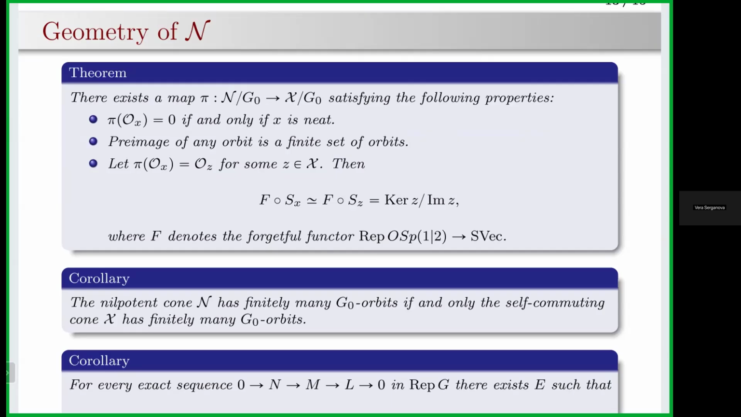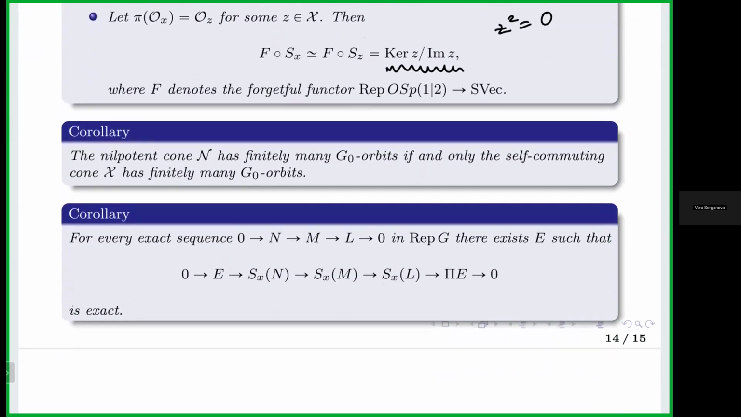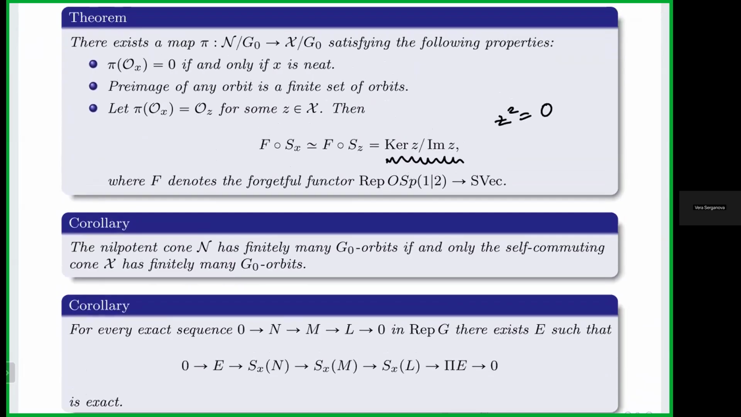What is more important, if we would like to compute this functor Sx, this functor can be described only in terms of the image under this map. So essentially, you take an arbitrary orbit and you reduce it to the self-commuting orbit. The self-commuting orbit is z squared equals 0, and this is just the homology of g. In particular, there are two consequences of this theorem. The first consequence is that if you want to check whether the nilpotent cone has finitely many orbits, it's sufficient to check it on the self-commuting cone. If the self-commuting cone has finitely many orbits, then the nilpotent cone has finitely many orbits.